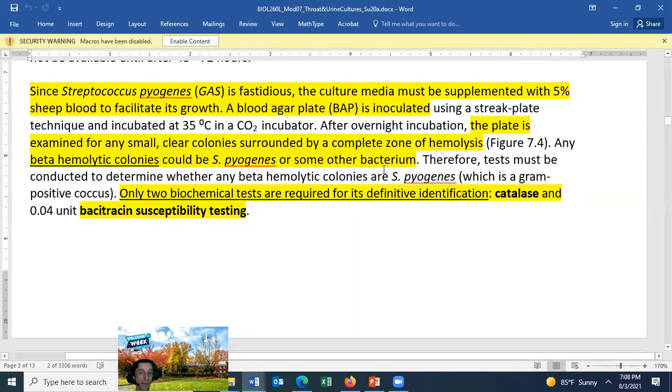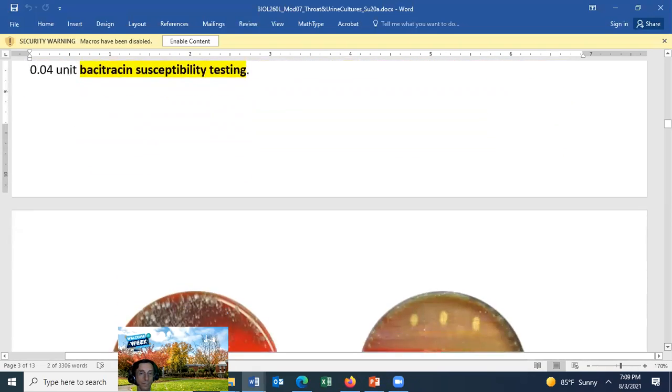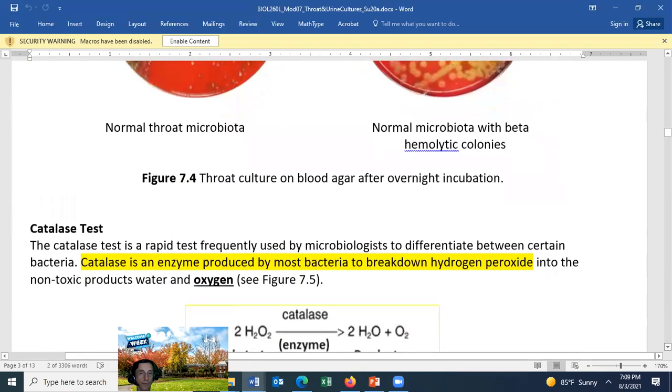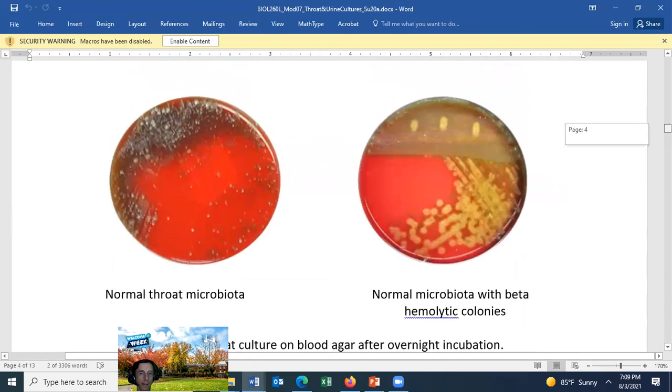However, there are other beta hemolytic bacteria, even beta hemolytic streptococcus, and so you need further tests to prove that it's Streptococcus pyogenes. You only need to do 2 biochemical tests after you find beta hemolysis on a blood agar plate. You do the catalase test and the bacitracin susceptibility test. Remember I told you, you do the catalase test. Let's look at blood agar here.